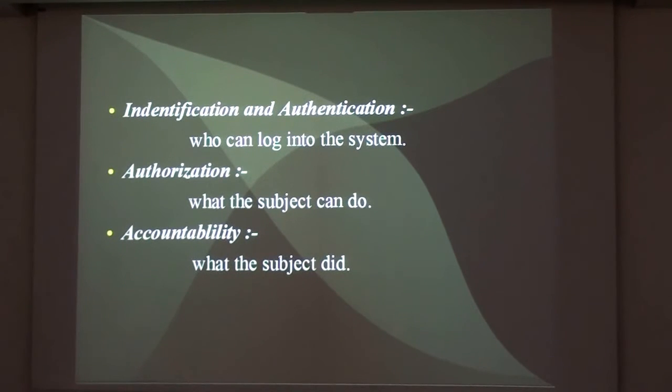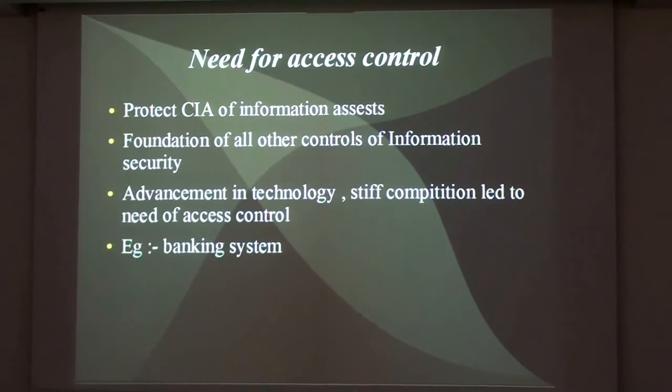Now, authorization. Authorization is what the subject can do. It is a process of determining the access rights and privileges of the subject. The very important point here is, if a person is properly identified and authenticated, it does not mean that he is an authorized person to access a particular object. This is because the fundamental principle of access control is to deny access by default when access is not specifically granted to the subject. Now let's move on to accountability.